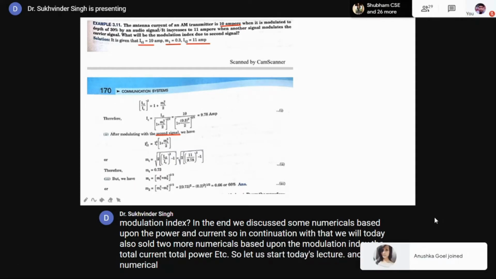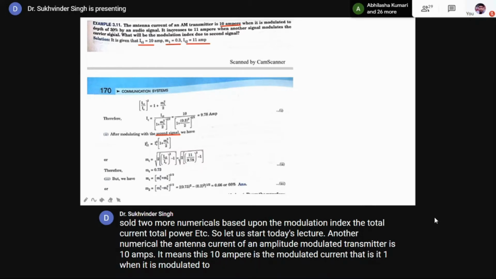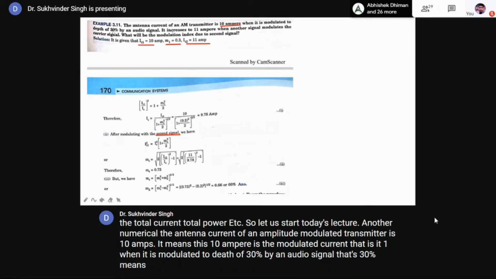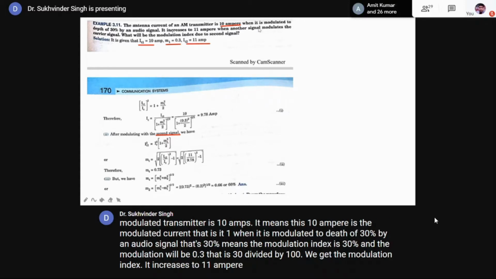Another numerical: the antenna current of an amplitude modulated transmitter is 10 amperes. It means this 10 ampere is the modulated current, that is IT1, when it is modulated to a depth of 30% by an audio signal. Depth 30% means the modulation index is 30 divided by 100, that is 0.3. It increases to 11 ampere when another signal modulates the carrier signal.